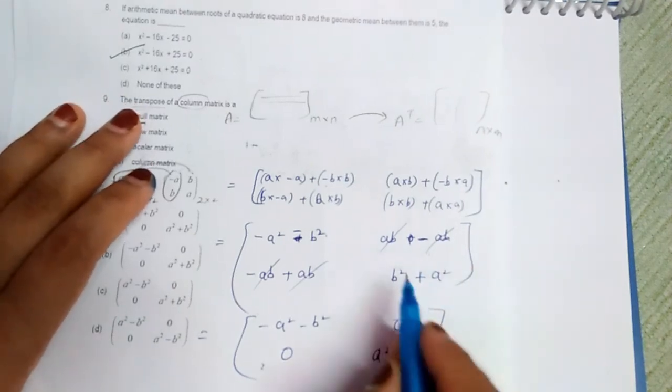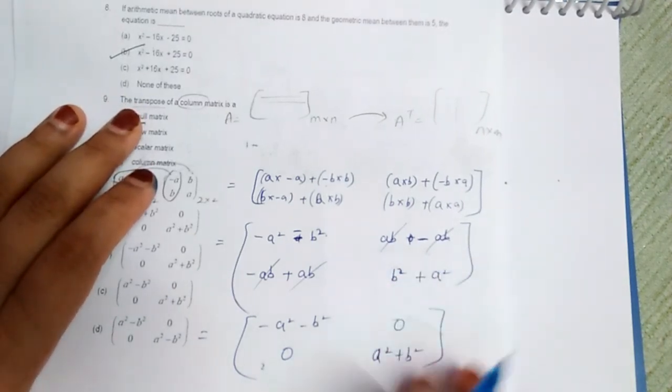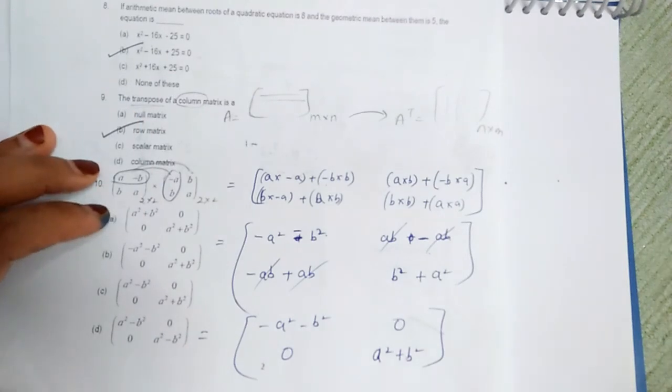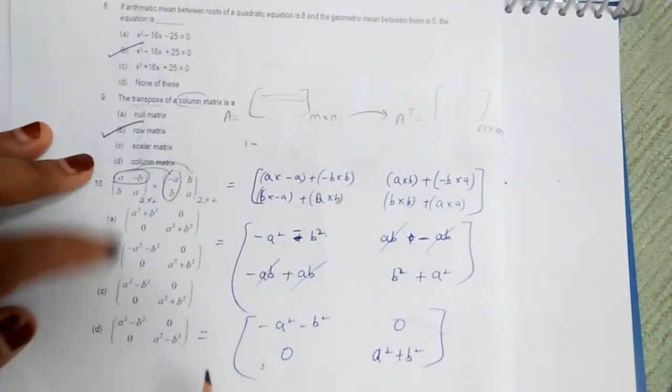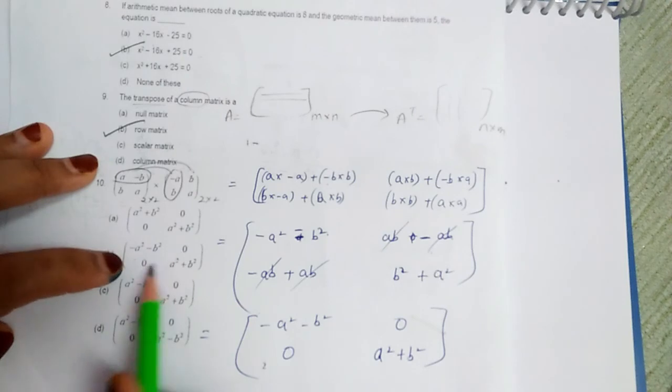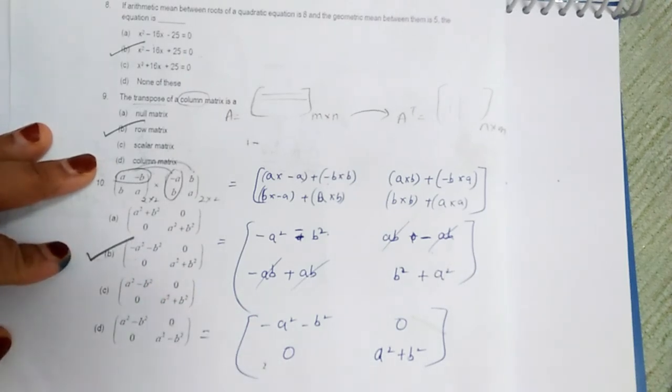It's good that you write things in alphabetical order, so it will be very easy to find in the question. So which option is correct in our answer? Let's check. Minus A square plus B square. Yes, option B is right.